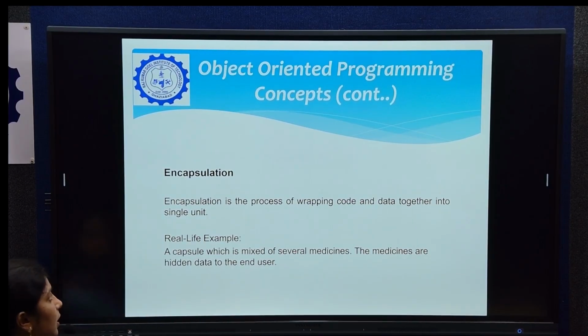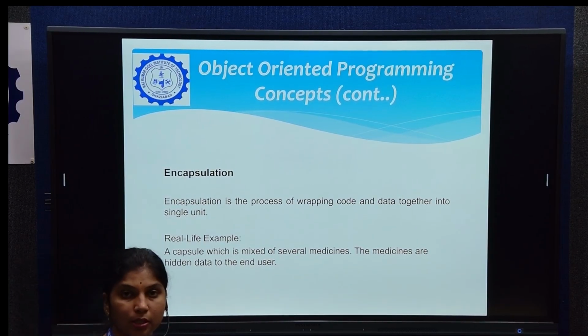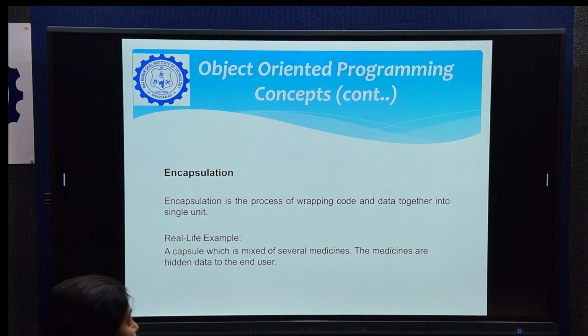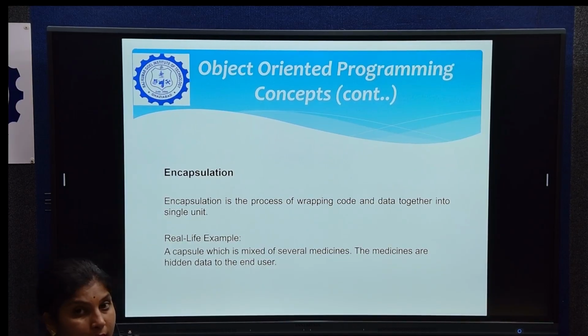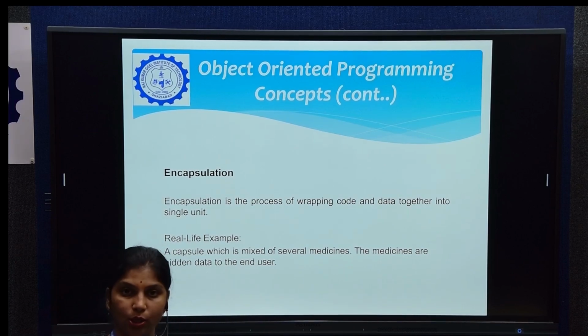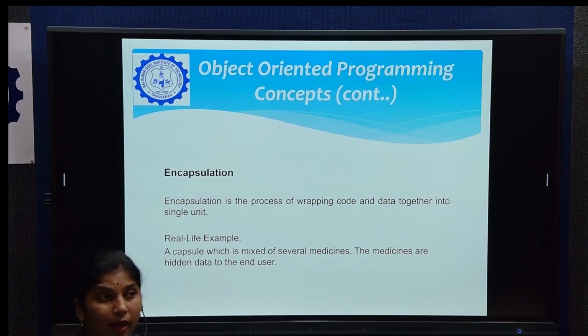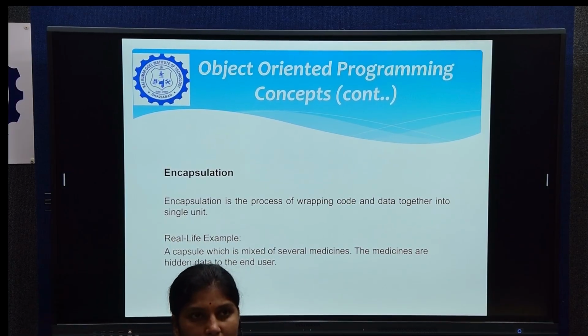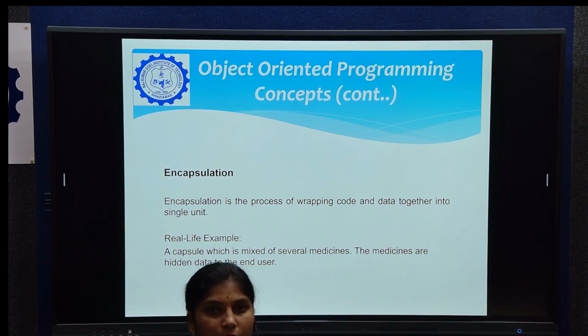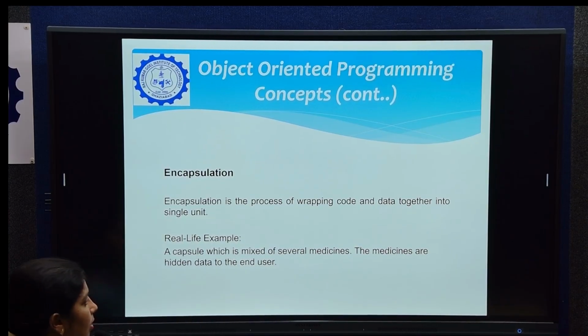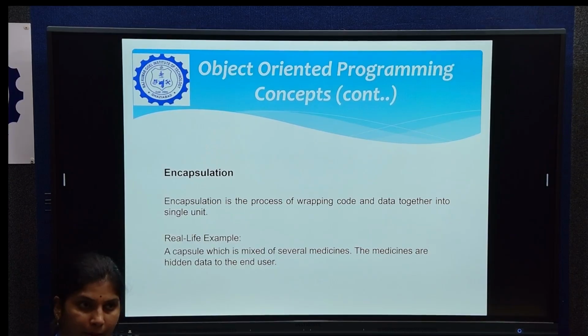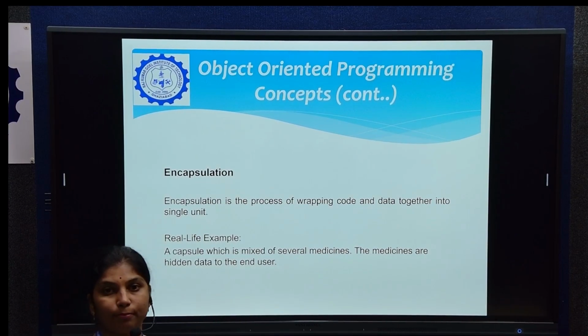Coming to the next, this is encapsulation. Encapsulation is a process of wrapping up code and data together into a single unit. The data and the code are both combined together and wrapped up into a single unit. We can take the example of a capsule. In a capsule there are several medicines mixed and wrapped up, closed into a capsule. This is how encapsulation looks.